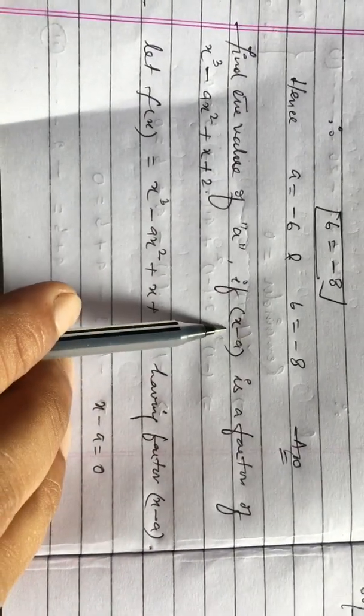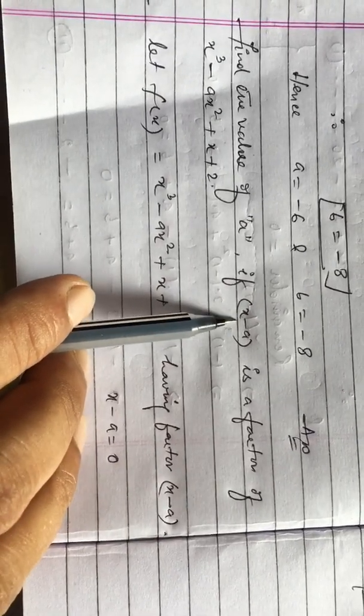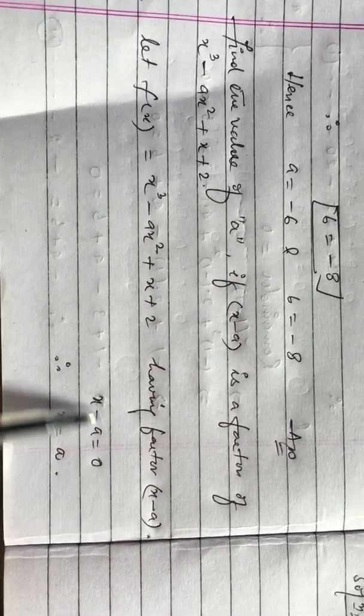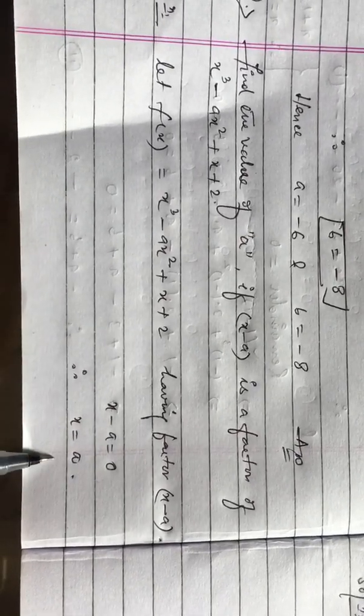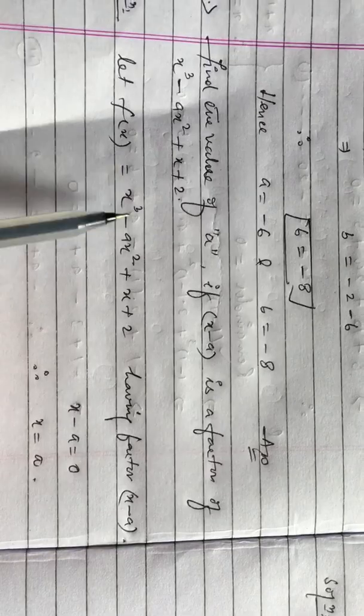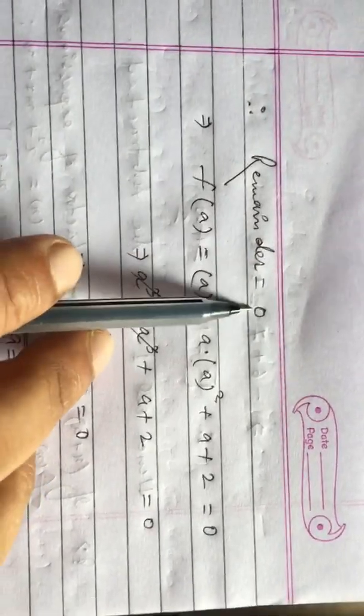So first we have to find the zero of this divisor. x minus a is equal to 0, therefore x is equal to a, taking minus a to this side as plus a. So now putting a here and equating with 0, see, it gives the remainder 0.